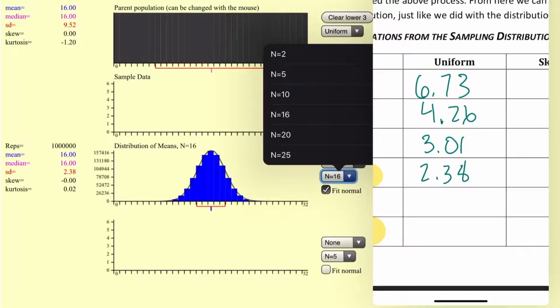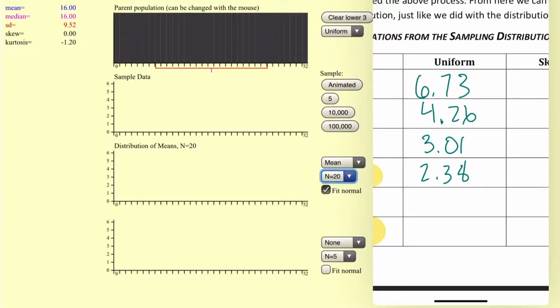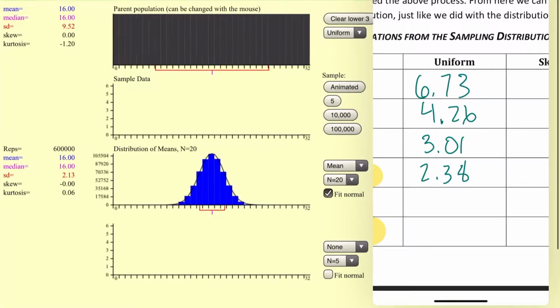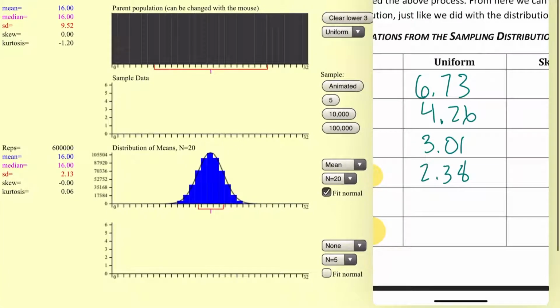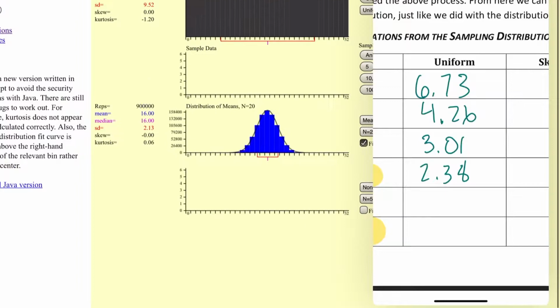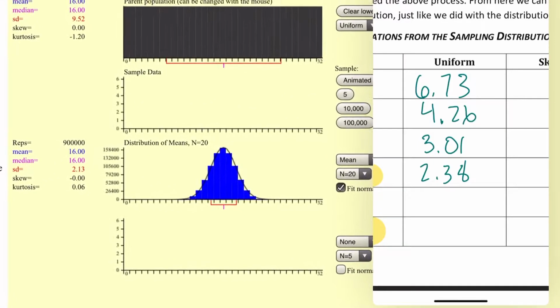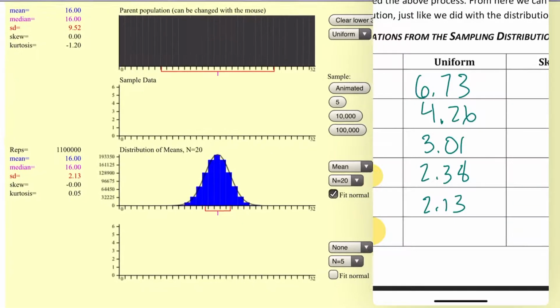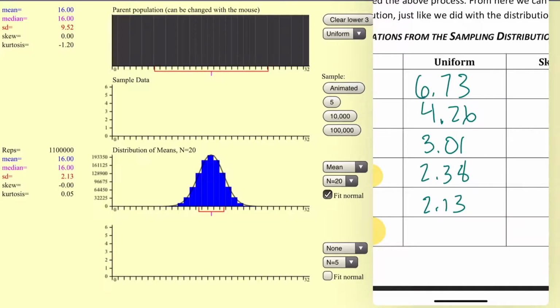Let's jump up to sample size 20. And did a few 100,000 times. Oops, let's put that back. There we go, I'm up at 1,000,000. My gosh, it's being funny on me. All right, there we go. And we're at a standard deviation of 2.13. So notice as my sample size is increasing, my standard deviation is decreasing. Additionally, the means are lining up to the population mean, the parent mean, and my standard deviation is getting smaller.